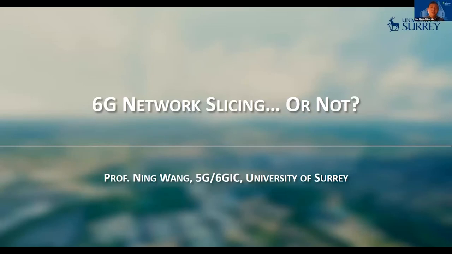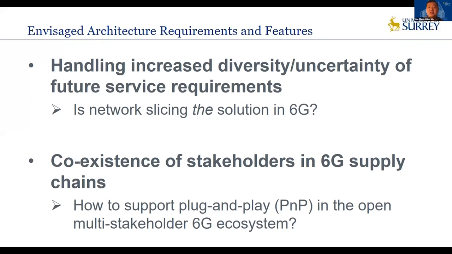Okay, so basically, I'm Professor Ning Wang from the 6G Innovation Center at the University of Surrey. Due to the time limit, I want to talk about two major topics related to network slicing. The first is in 6G. For the moment, it's hard to envisage the typical use cases with different service requirements. But what is for sure is that with the new, emerging applications, we can envisage a wider diversity of or even uncertain future service requirements.